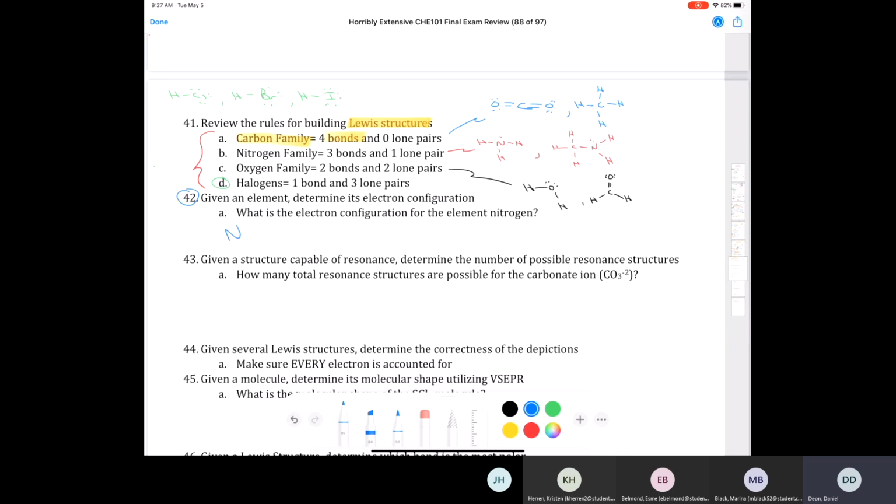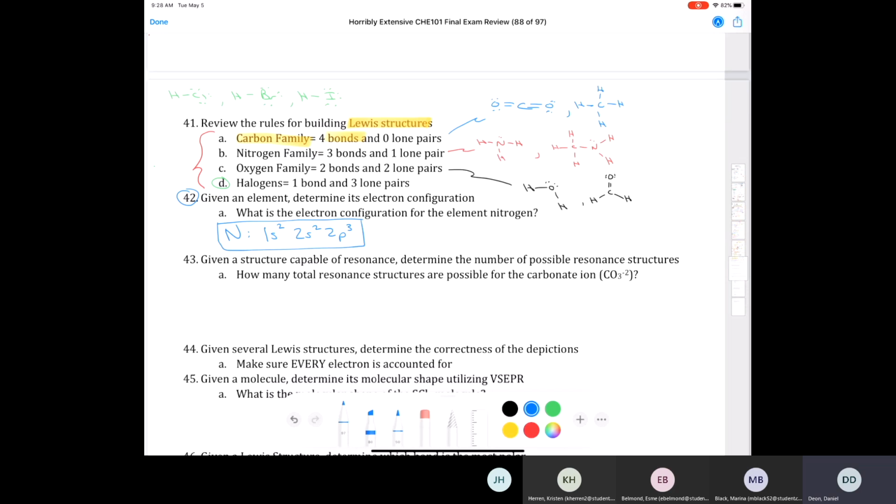Well, nitrogen is element number 7, so it has 7 electrons. We start on the first row, which is the first period, and there are 2 electrons. They're both s electrons, so it's 1s2. So that's 2. We have 5 electrons to go. We go down to the second period, we have 2s2, and then we have 2p3.